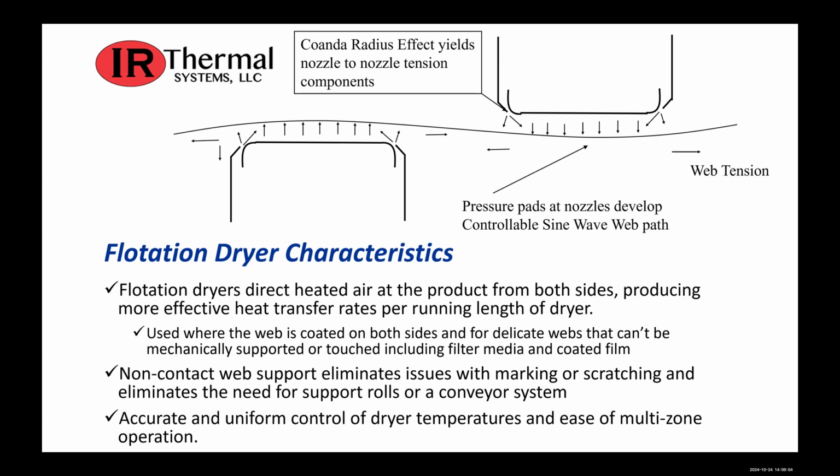Non-contact web support eliminates issues with marking or scratching and eliminates the need for support rolls or a conveyor system. This also offers accurate and uniform control of dryer temperatures and ease of multi-zone operation. And here you can see a diagram of how flotation dryers work. We use the Coanda radius effect that yields nozzle-to-nozzle tension components, and pressure pads at the nozzles develop a controllable sine wave web path, and the web tension altogether allows the web to float through the oven or the dryer.